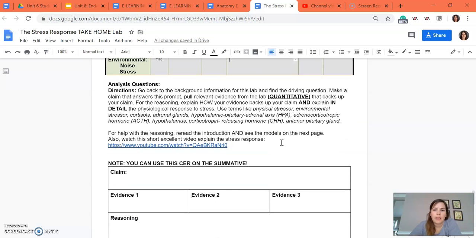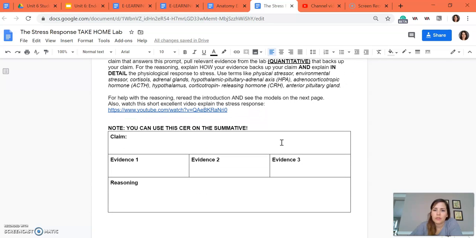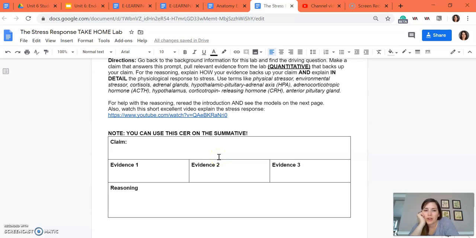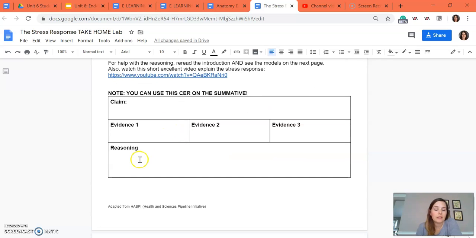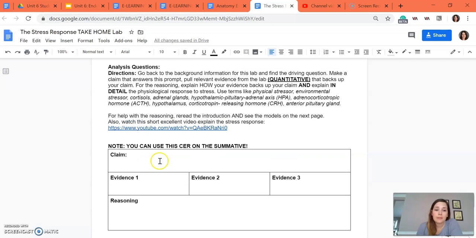for each of those. And then, this is where your summative grade is going to come into play. You're going to make a claim. Go back and look at our driving question for this assignment, your evidence. There are 3 different stressors, so the evidence should probably be your 3 different stressors. Make sure you guys are using quantitative numerical data for your evidence. And then your reasoning, this is the important part, you're going to explain why your heart rate changed the way it did because of stress.